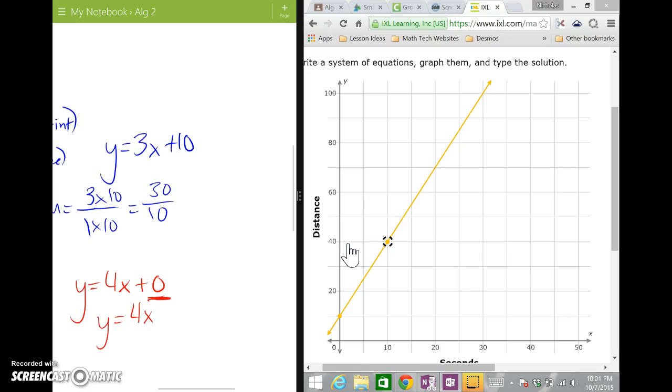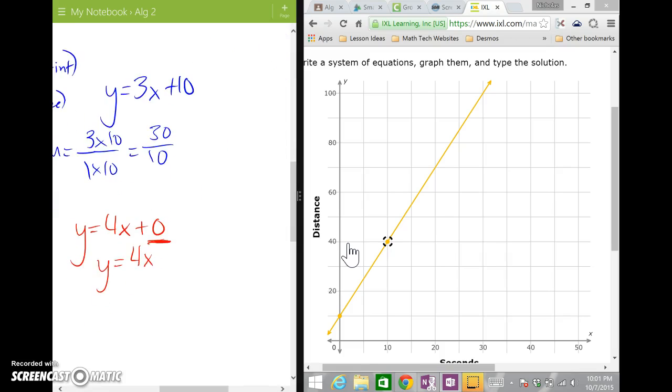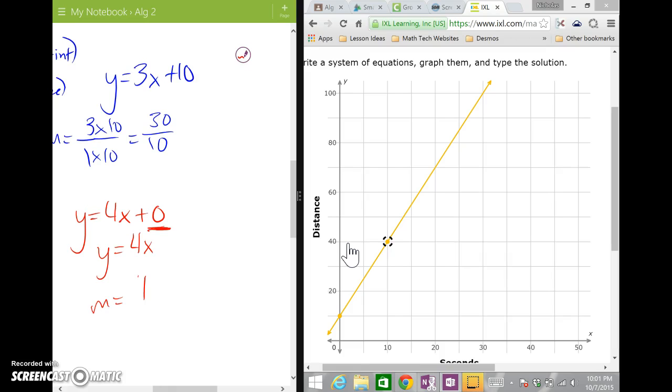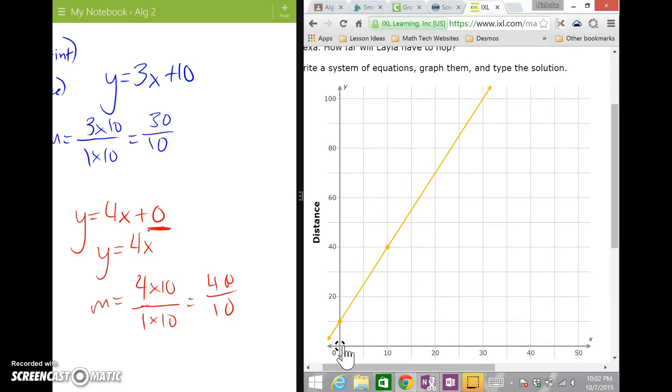Okay? And then for the second girl, Layla, her rate is 4 over 1. So we'll do the same thing. Multiply both top and bottom by 10, and it'll be 40 over 10. For Layla, make sure we click on Layla. We're going to start at 0, because remember, she didn't get a head start. And she is going to go up to 40, and then over to 10. And there's our point of intersection.